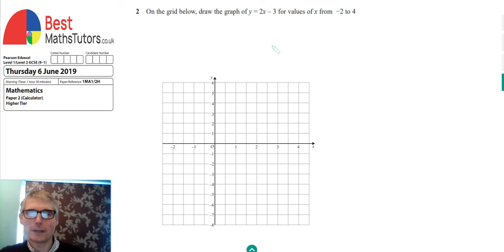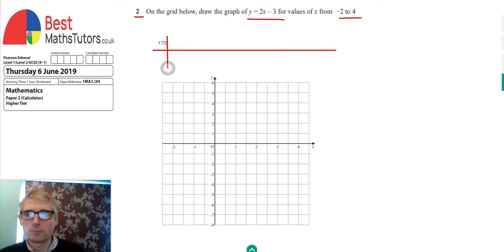This is paper 2 from the higher tier and it's from 2019 at Edexcel. And we're on question 2. So this is about drawing a graph of y equals 2x minus 3 for values of x from -2 to 4. And we're given a grid here. So the first step really is to just draw a table for which we can put the values on. So I'm just going to do that.